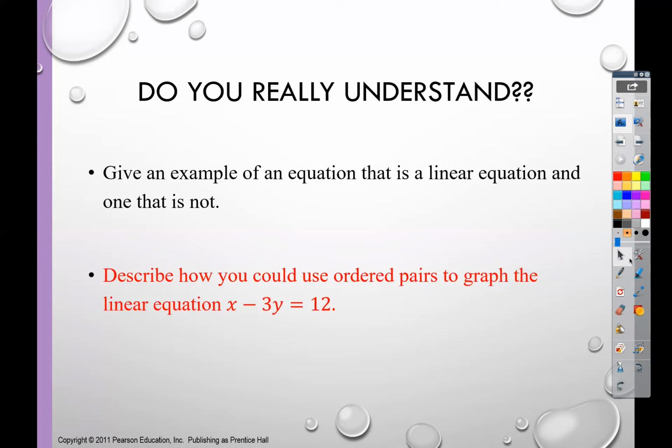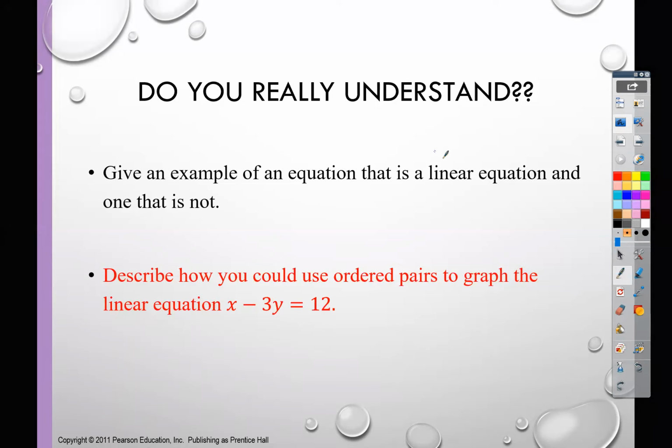Let's see, one that is linear would be y equals 2. One that is not is x equals 2. Also, a linear equation, you could have something like y equals x plus 5. One that is not would be like y equals the square root of x. That's not linear. Describe how you could use ordered pairs to graph the linear equation. I would say substitute numbers for x to find out what y is, and then plot those coordinates.